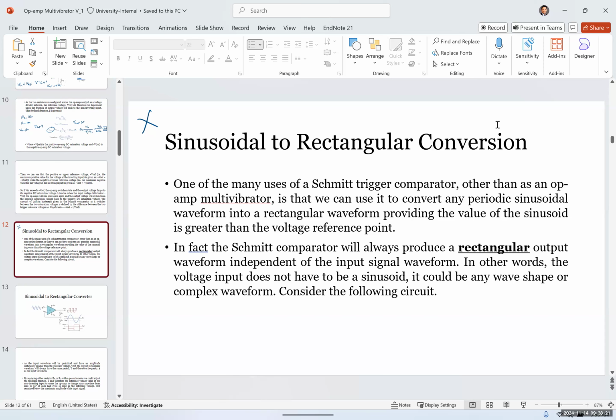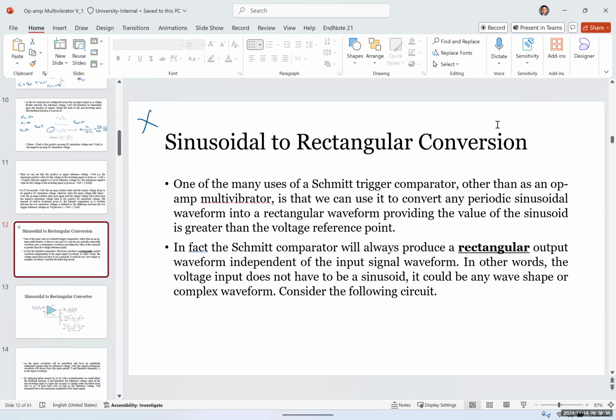In fact, this Schmitt comparator always produces a rectangular output waveform independent of the input signal waveform or the shape of the input signal. So if we give it a sinusoidal, it gives us rectangular; a triangle, any type of signal that we give it as an input, it gives us always a perfect rectangular shaped output.